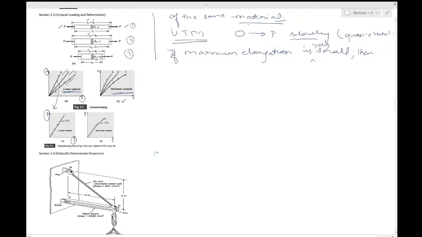Okay. Similarly, for the non-linear materials as well, if you make these divisions and plot this graph, all of them will lie on the same non-linear curve.